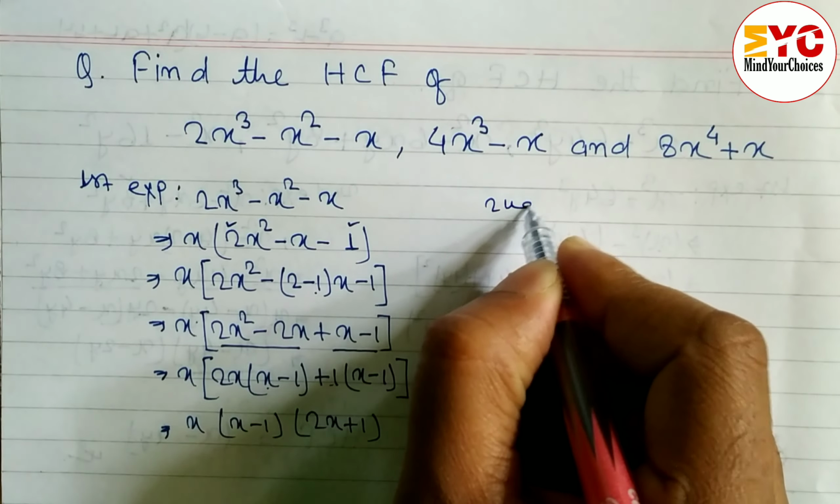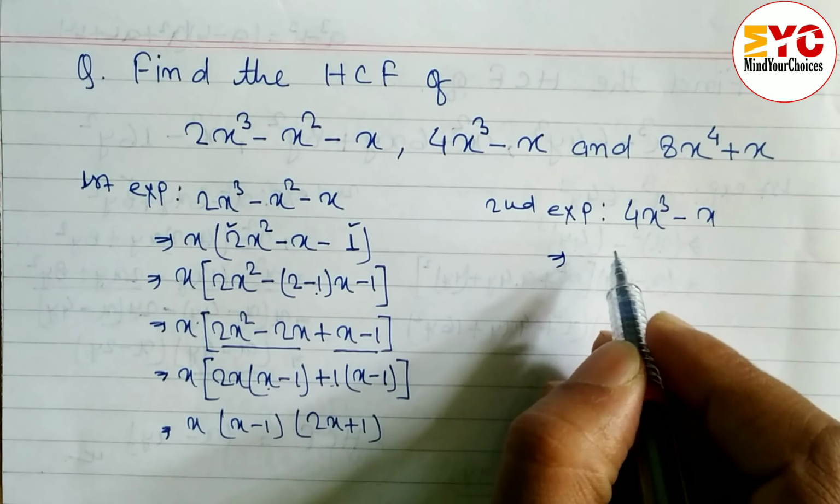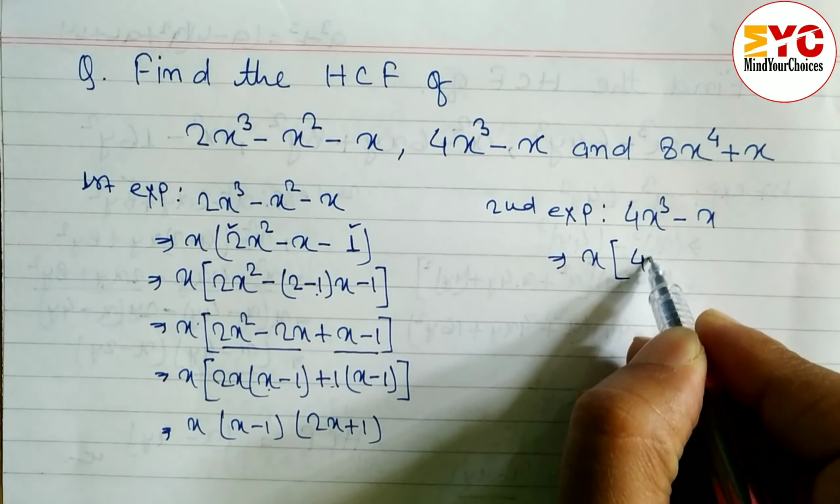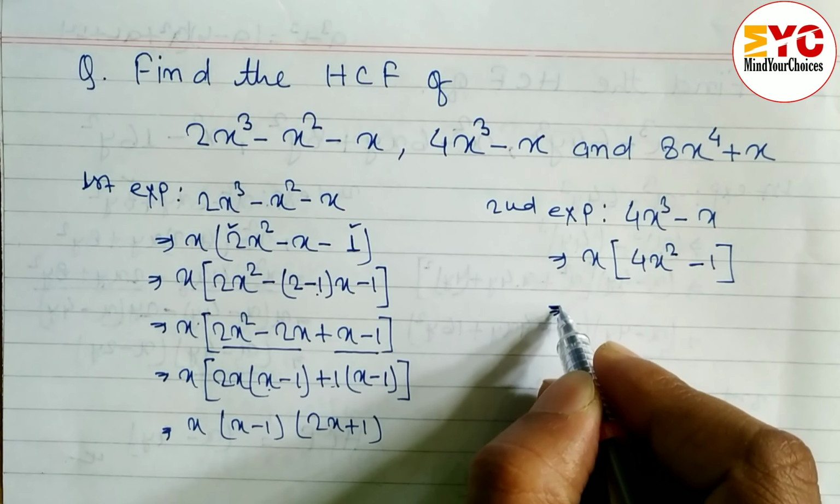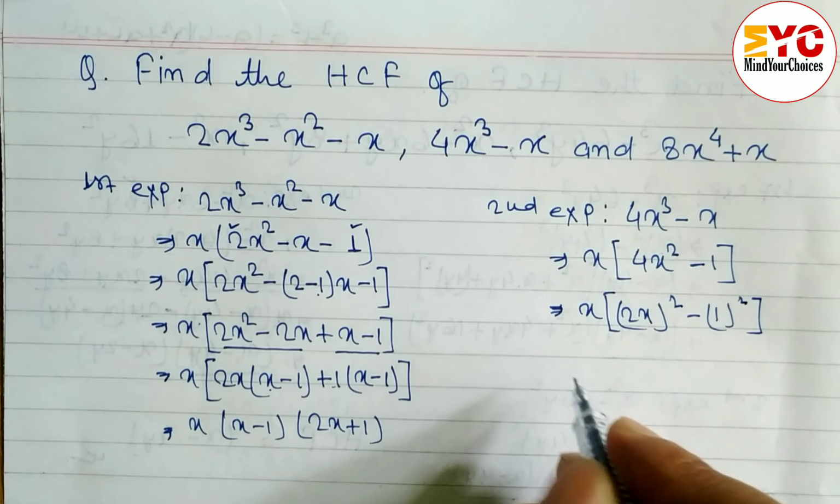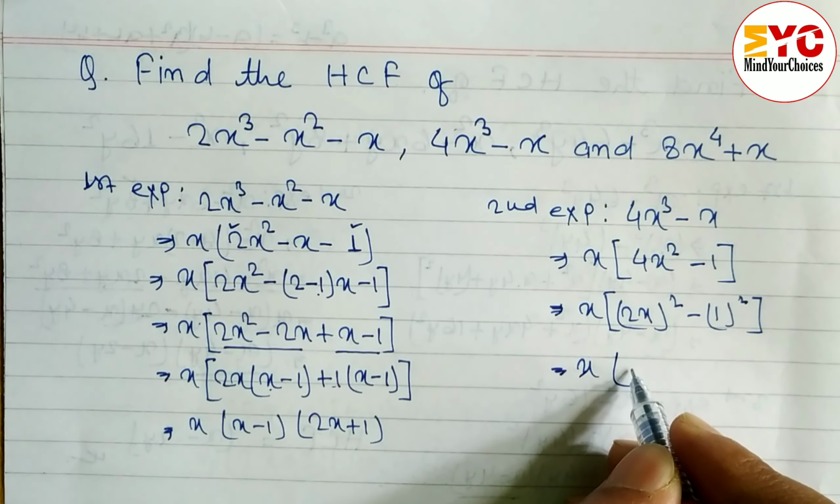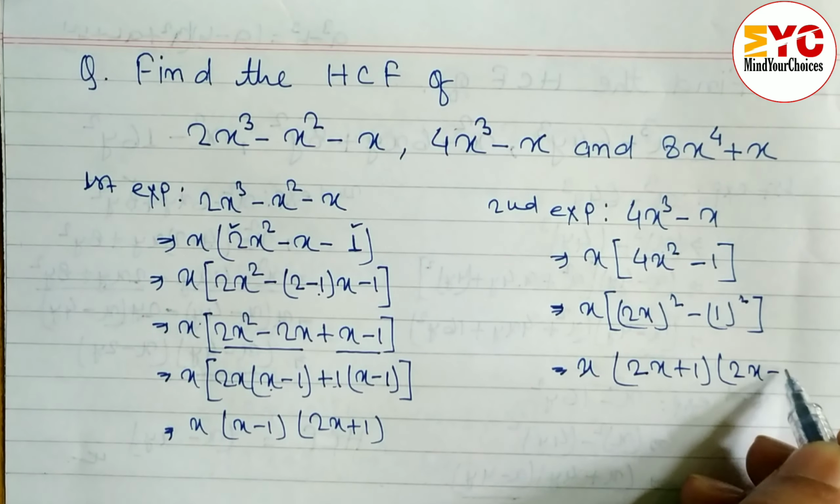In the second expression, we have 4x cubed minus x. First of all, if there is a common factor, we take it common. Here we can take x common, and the remaining is 4x squared minus 1. Now we convert this into the form a squared minus b squared, so we write (2x) whole squared minus 1 whole squared. Now using the formula of a squared minus b squared, we can write (2x plus 1)(2x minus 1).